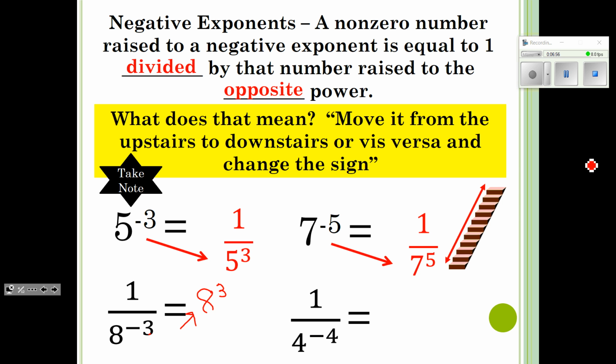Same thing with 1 divided by 4 to the fourth power. Here you see your negative exponent. So you move the base upstairs, change the exponent to positive, and you would evaluate 4 to the fourth power.